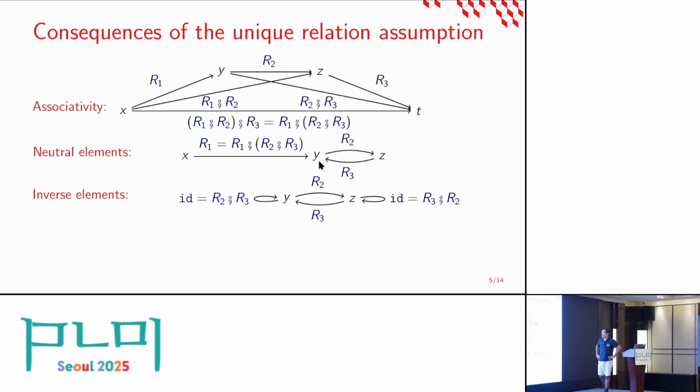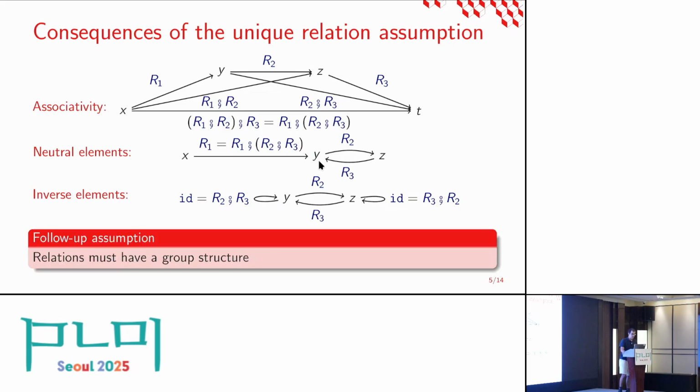One is that just by reasoning a bit about the shapes of our graph, you'll notice that the composition of relations along our graph edges is going to be associative. They're going to have neutral elements whenever there's a loop, and partial loop paths are going to act as mutual inverses. And therefore, a very natural follow-up assumption is that these relations have a group structure. And this is what we're going to assume because it simplifies the rest of the presentation.